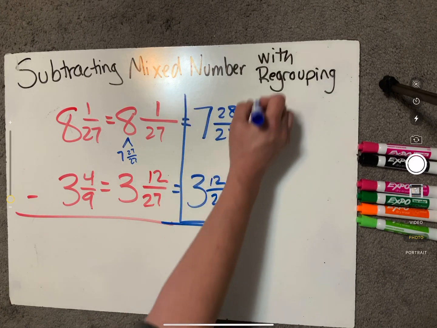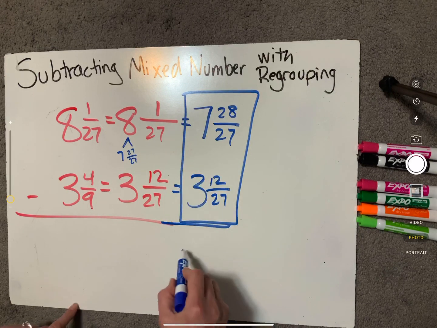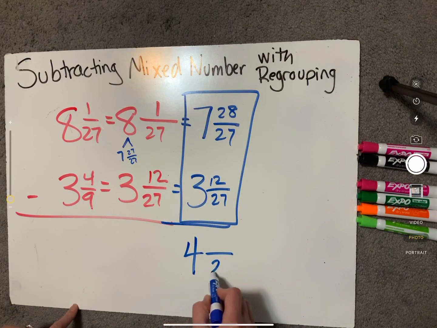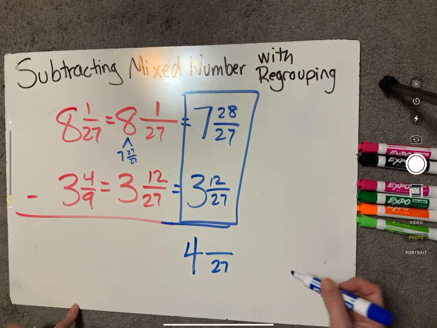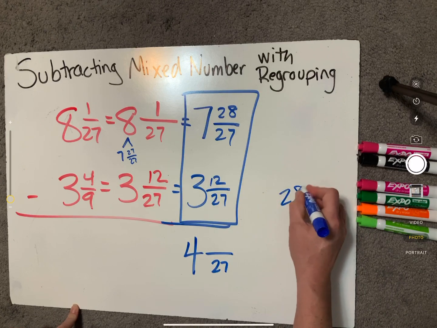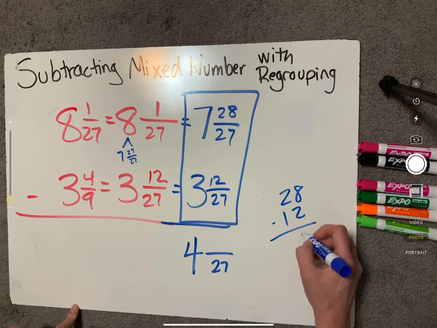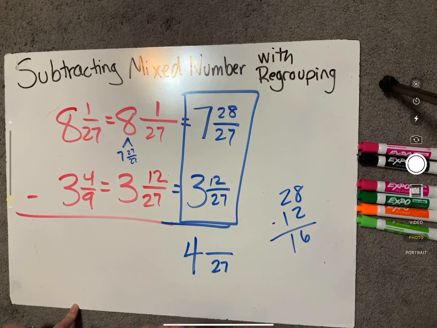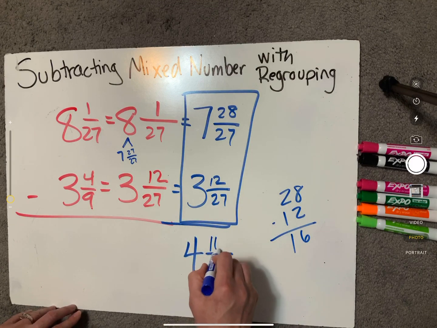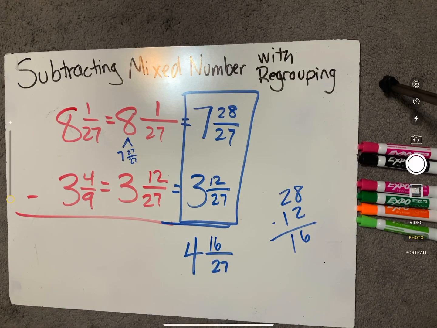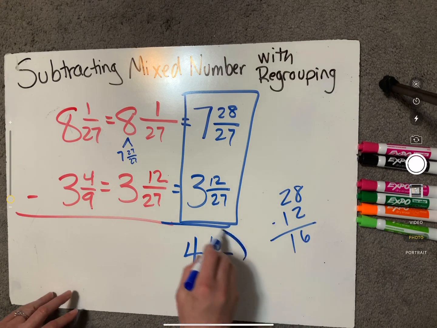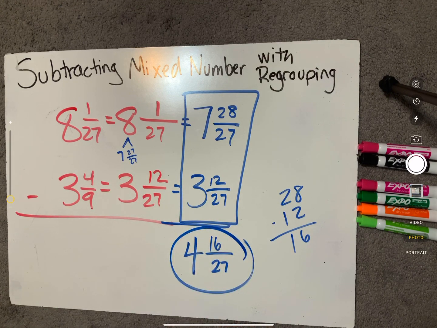And then we can subtract. So 7 minus 3 is 4. Then we get 27, 28 minus 12. Again, if you're not sure, do the side math. I'd rather you take a second to do the side math than get it inaccurate up there. So 4 and 16/27. Now, I know that doesn't look like a real pretty fraction, but it is actually in lowest terms.